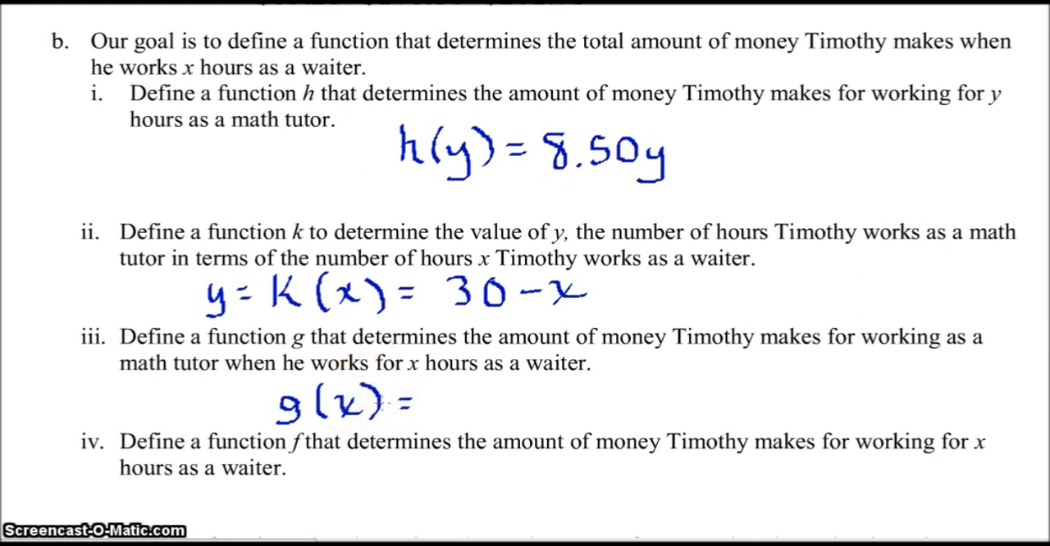But what we really want is a composition of functions. We want the amount of money Timothy makes working as a tutor, which we have a function for right here, the function h. So we really just want to look at our function h, but we want it in terms of x instead of in terms of y. So what we need to do is take the input here of x and plug it into this function k and take that output and make it the new input for h. So this is a composition, h of k of x.